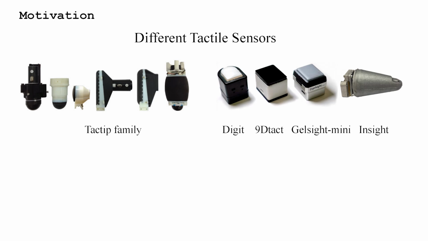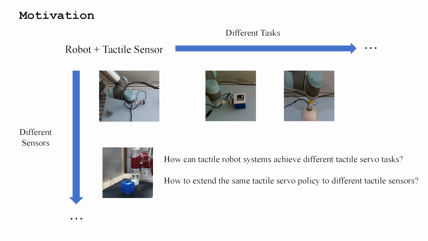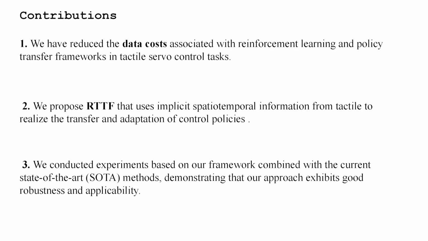Currently, the optical tactile sensors used in most studies can be categorized into those based on markers and those based on reflection. We are primarily focused on investigating two key issues: how to achieve policy transfer across different sensors, and how to obtain tactile servo policies for the same sensors. We have studied this issue and made some contributions, and in the following, we will introduce the method we have proposed.